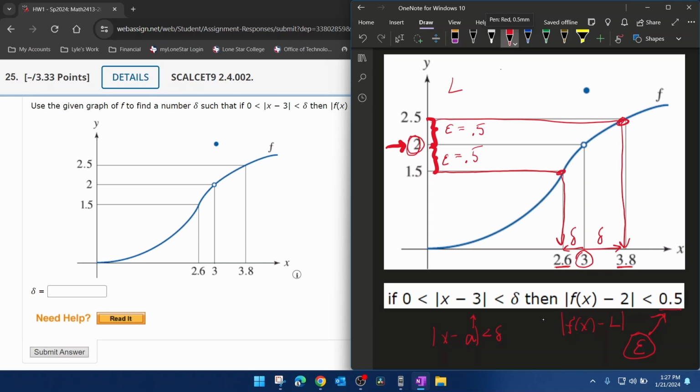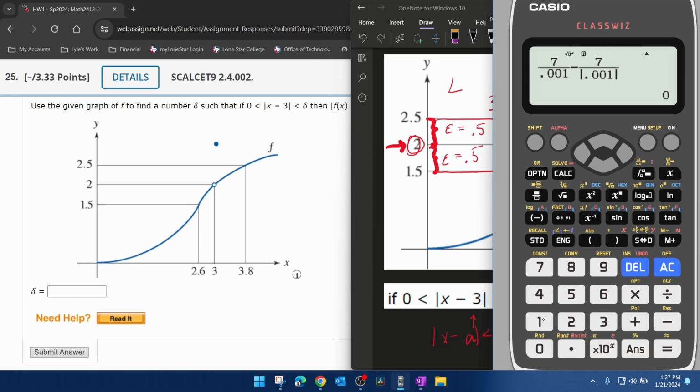We need to do 3 minus 2.6. Let's call that delta 1 for this distance. And then we need to do 3.8 minus 3. That'll give us our delta 2, which is this distance. And although delta 2 looks bigger, you can't always go by looks in these pictures. You actually need to do the calculations.